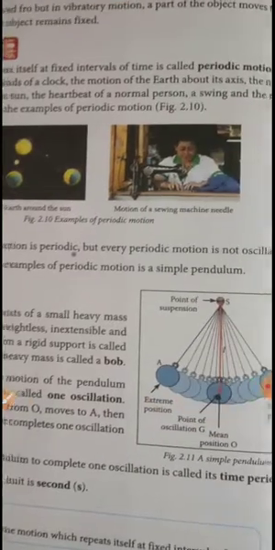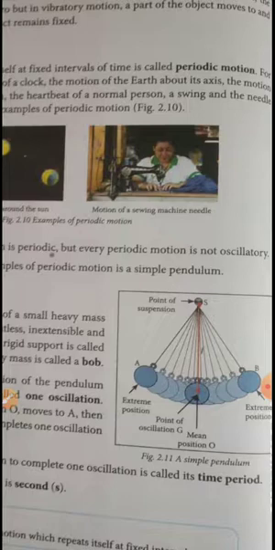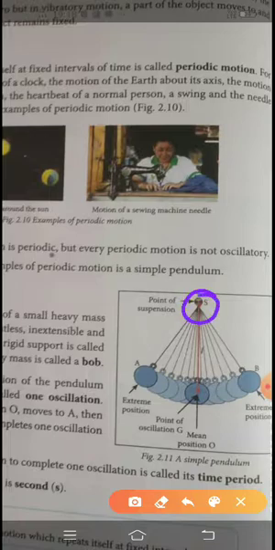So a simple pendulum consists of an inextensible thread. The thread will not show any spring action. So it's a normal thread, and it will also have a bob which has some mass. So you'll have a heavy mass which is suspended from a thread, and this is the point of suspension, thread and your bob. It will be attached at one end. The other end will be like your pendulum clocks, just like your pendulum clock.